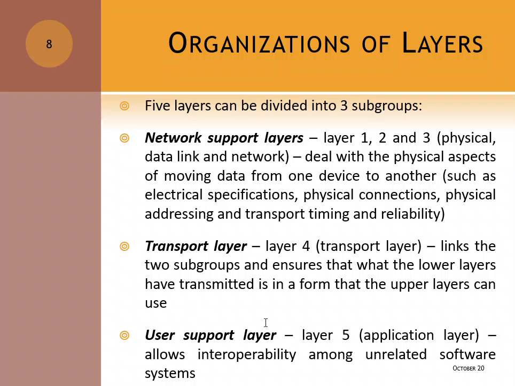Then user support layers is layer 5, application layer, allows interoperability among unrelated software system. Okay, contohnya kalau user ni guna Gmail, yang ni guna Yahoo, guna whatever type of software, different type of software, but they still can receive the same email. Okay, contohnya you guna Yahoo, kawan you guna Gmail, still you hantar email to your friend, that email can be received by him or her, though both of you use different software.